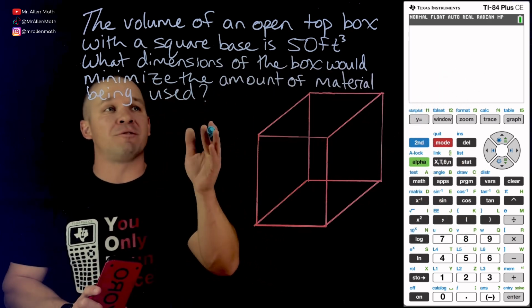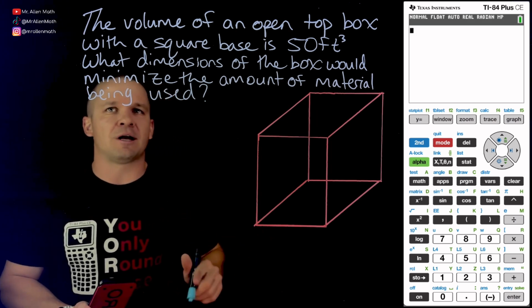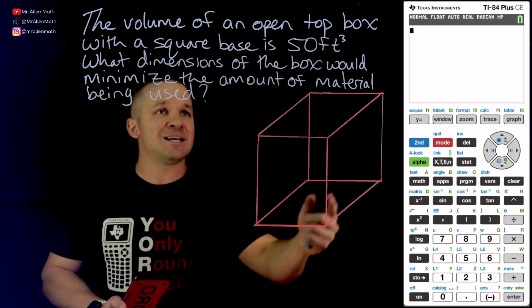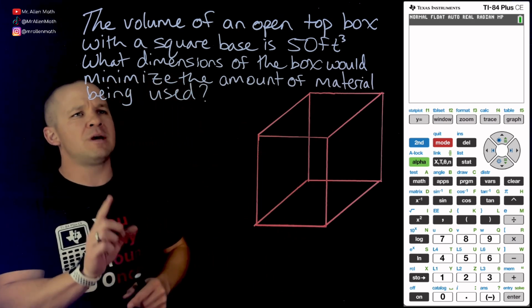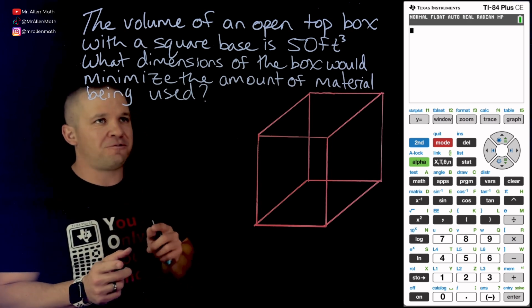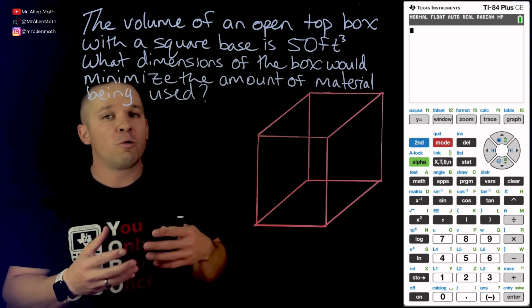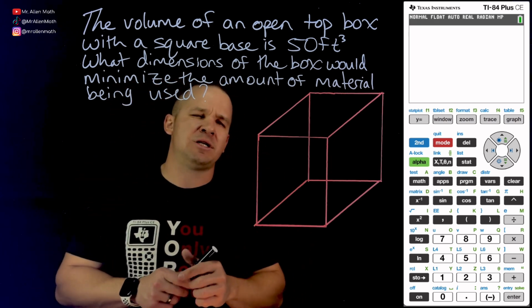We've got the volume of an open top box. It's always an open top box; it could be a closed top box, we'll talk about that later. With a square base, it's 50 cubic feet. What dimensions of the box would minimize the amount of material being used? Interesting. So we're not asked to figure out the volume. We're given the volume. We're asked to figure out the dimensions that would minimize the amount of material.